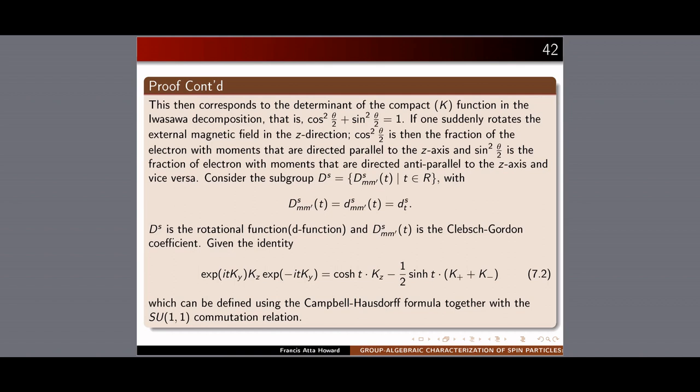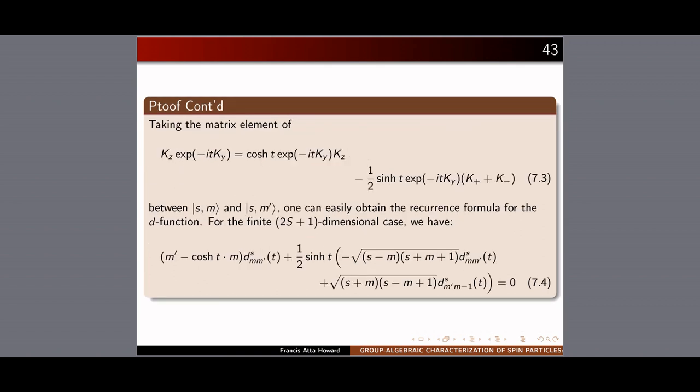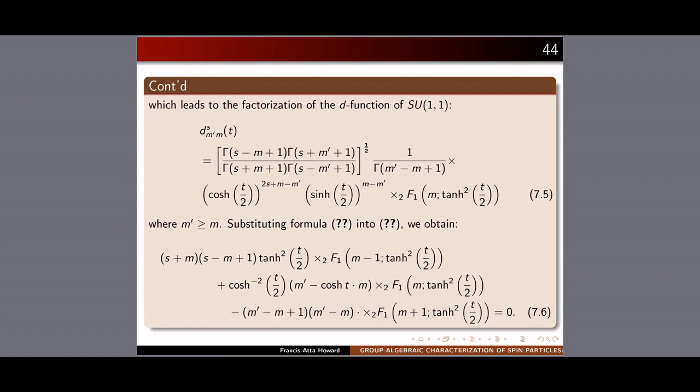And it has been done by that author rigorously. Taking the matrix element of this, it is possible to expand using the recurrent formula of the D function when we consider the finite 2s plus 1 dimensional case to have equation 7.4. And this equation 7.4 leads us to the D functions of the SU(1,1) matrix.